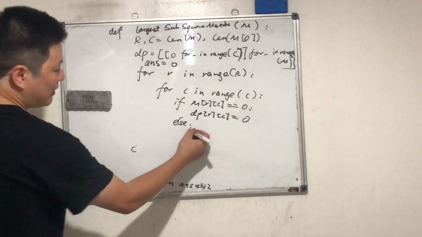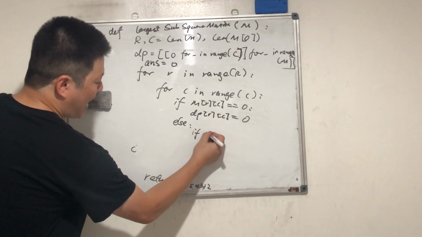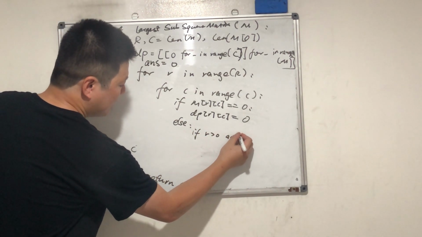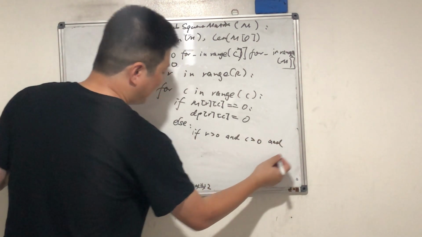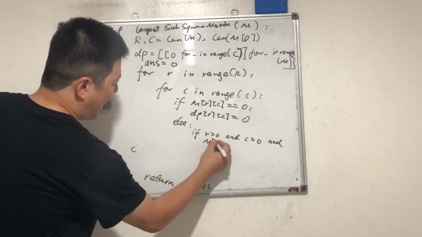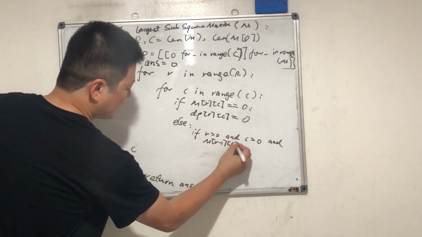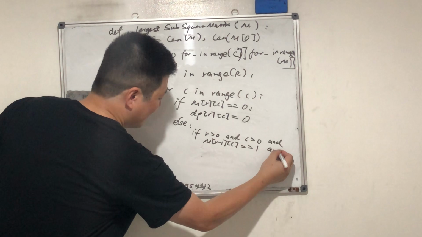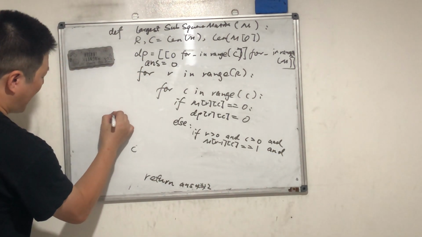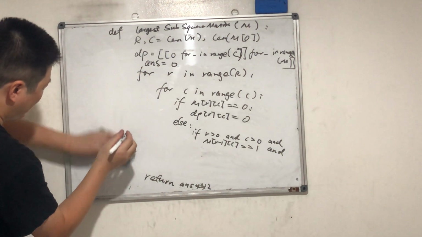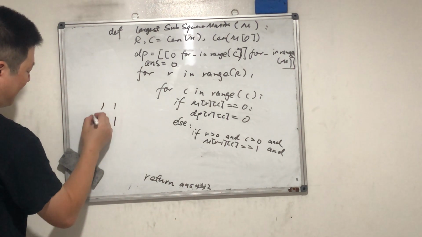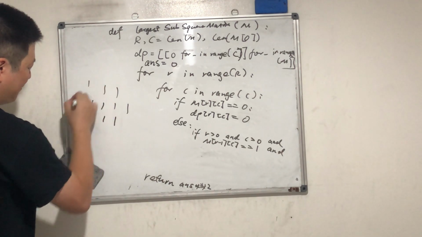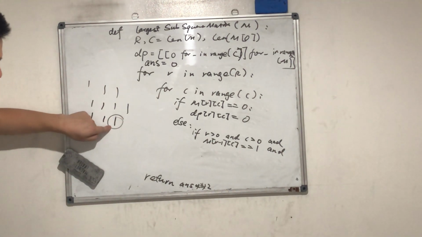Okay, then what should we do? If R is bigger than 0 and C is bigger than 0, right? And then you can say M[R-1][C] equals 1, right? Look, I'm at this point, RC. I'm at this point, 1, okay, here. This is RC. And then I have a few here, matrix here. I'm at this point, right?